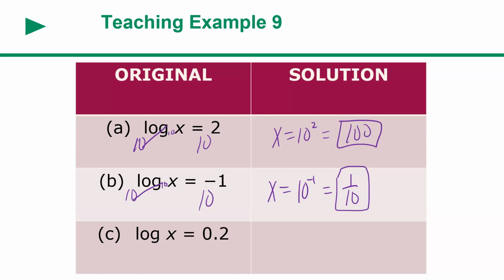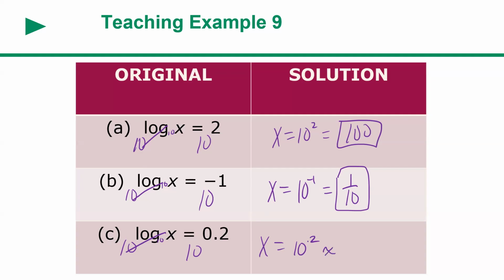Okay. Last one. Again, my base is 10. So when I exponentiate, it's going to be to the 10. And now we get our x equals 10 to the 2/10. So this is my exact value. And I would use the calculator to get the approximate value.